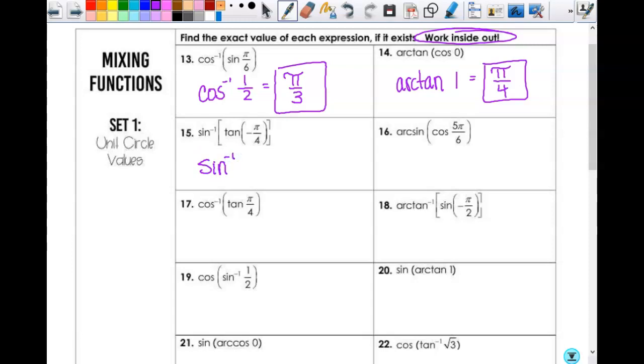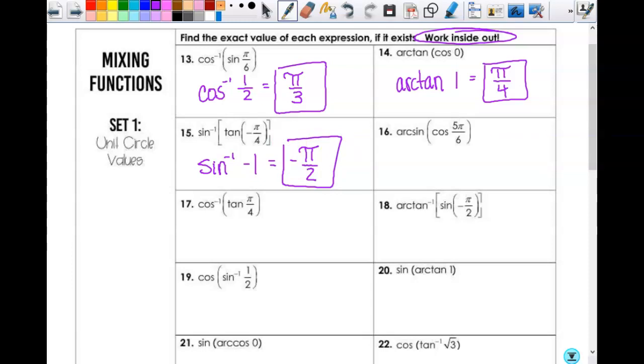All right, the sine inverse of the tangent of negative pi fourths. So what is the tangent of negative pi fourths? Negative 1, right? So then I want the sine inverse of negative 1. So when the sine value is negative 1, the angle is negative pi halves. So yes, but I have to call it this because of that domain I have to be in.